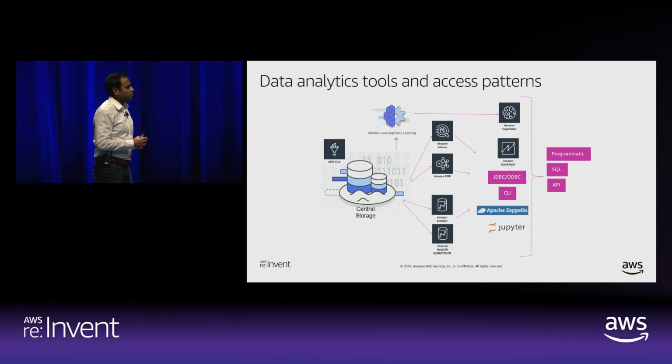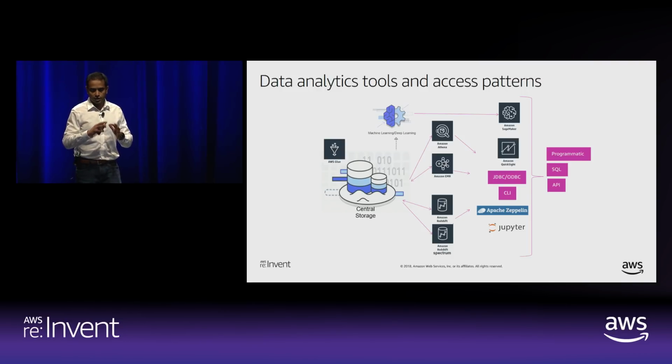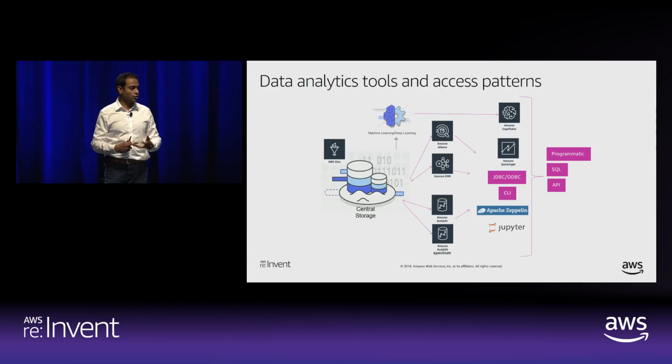And from the access perspective, there are tools like Amazon SageMaker, which helps you build, train, and deploy machine learning models, and also web-based notebooks like Zeppelin and Jupyter. And also things like JDBC endpoints to access and connect to services like Presto running on EMR or Redshift Spectrum. So at a broad level, the three types of access patterns can be categorized as programmatic access, SQL-based access, or API-based access.